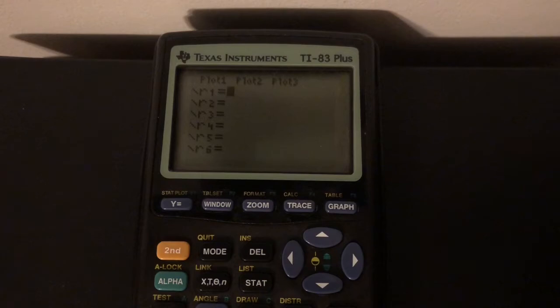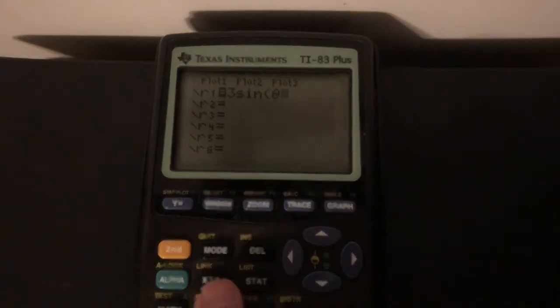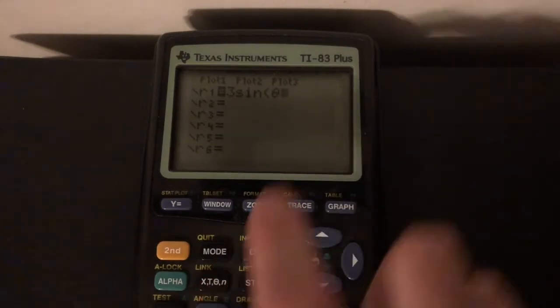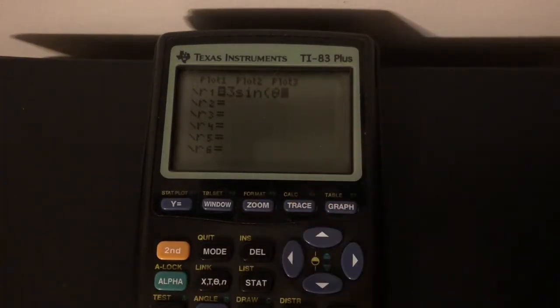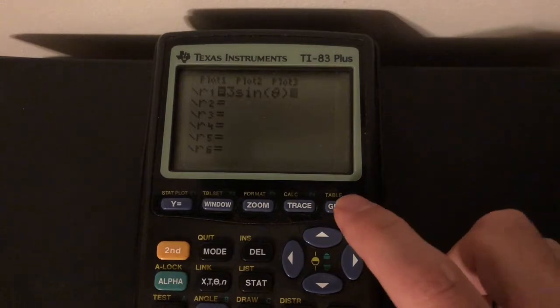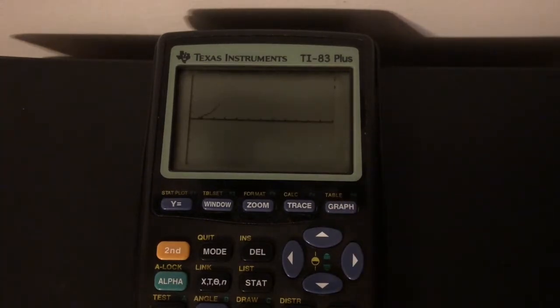So if I want to type in, let's say 3 sine of theta, just to pick a different number than what we had before, notice this X,T,theta,n button now gives me a theta instead of an x. So I've got r equals 3 sine theta, and chances are I'm probably going to have to play with the window a bit. Yeah, you can see I get a graph, but we're going to have to play with the window in order to get the picture we want.